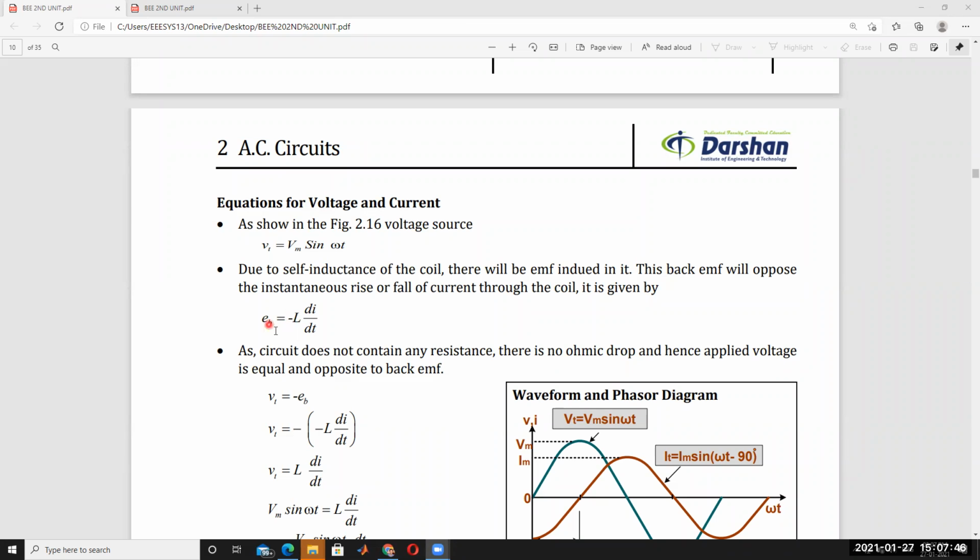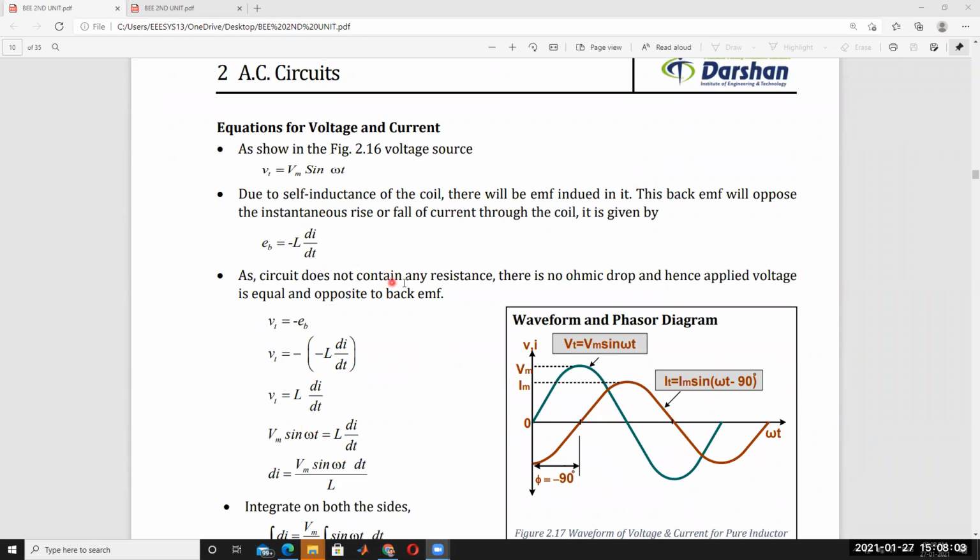According to Faraday's law, E is equal to L into di by dt, and the minus sign is because of Lenz's law: the effect opposes the cause. That's why you have to take the minus here. Then EB is equal to minus L into di by dt.